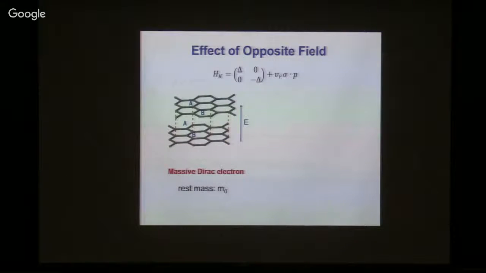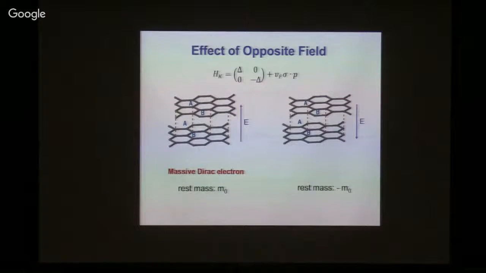One particularly interesting question is the effect of opposite electric field, because as we mentioned, if you apply electric field, you create a different potential between the A and B sublattices. And we can define the mass basically as delta divided by v_F squared. So for a given delta, we get a given rest mass. Now, if we change the electric field direction, we effectively change delta, right? So that means we change the sign of delta, or the sign of the rest mass. So what does it mean when you have a negative rest mass?